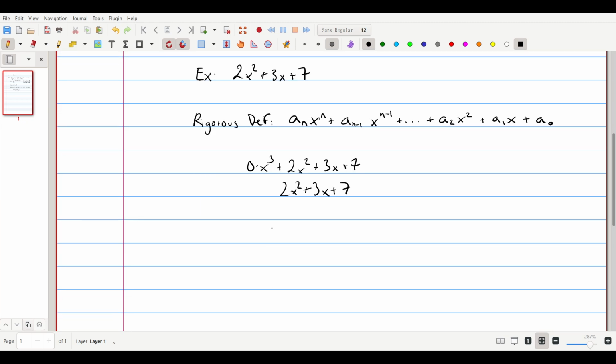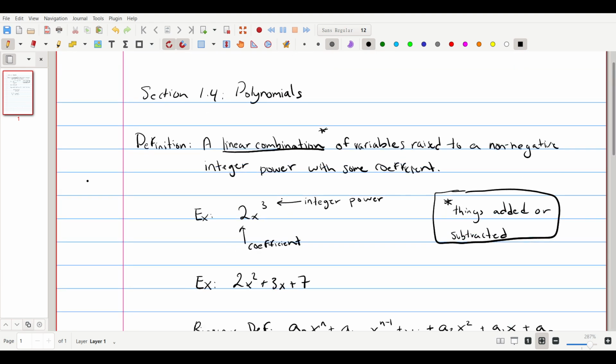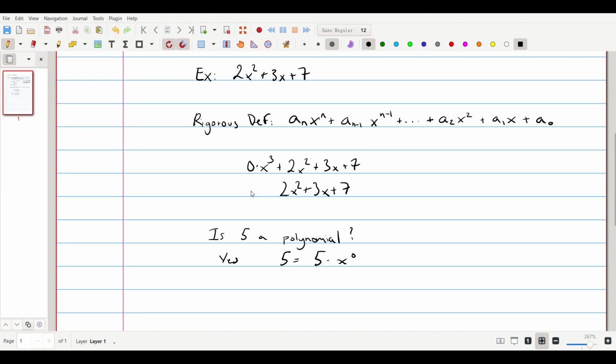Okay, so here's a question. Is 5 a polynomial? And the answer is yes, right? The same reason that the 7 is included in this polynomial. You can think of 5 as 5 times x to the 0. And so if we go back to our definition, it says variables raised to a non-negative integer power. So 0 is not negative, that's totally fine. Integer, okay, 0 is an integer, with some coefficient. And the coefficient just happens to be 5 here, right? So 5 is a polynomial.